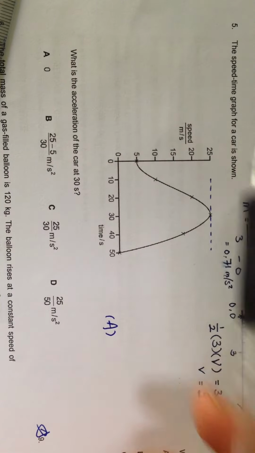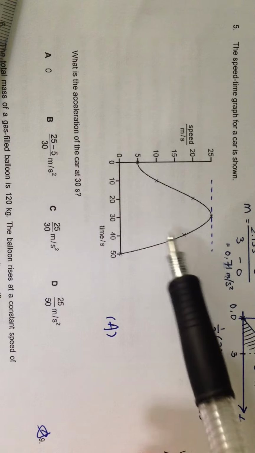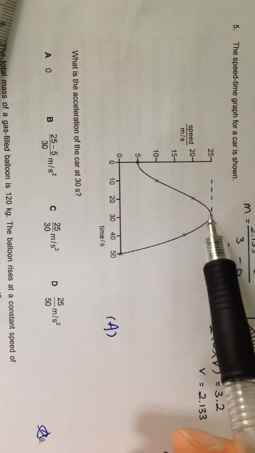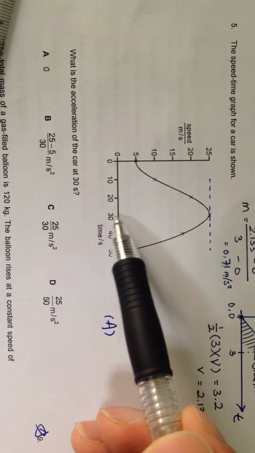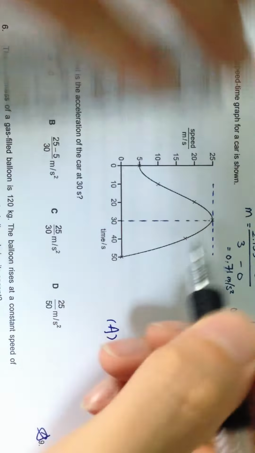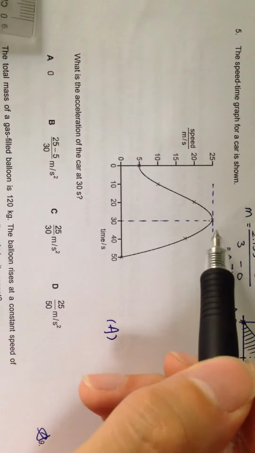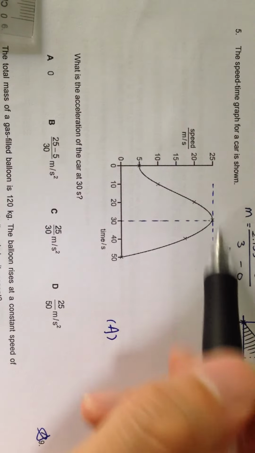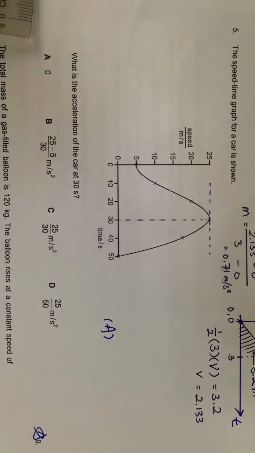Okay, question 5, speed time graph again. What is the acceleration at 30 seconds? Again, this is testing whether you know that the gradient of a speed time graph will give you the acceleration. So at t equals 30, you would notice that it is actually at the turning point of the curve. And if you remember from your mathematics lesson, at the turning point, the gradient is always equal to 0. So since gradient is acceleration, acceleration will be 0.